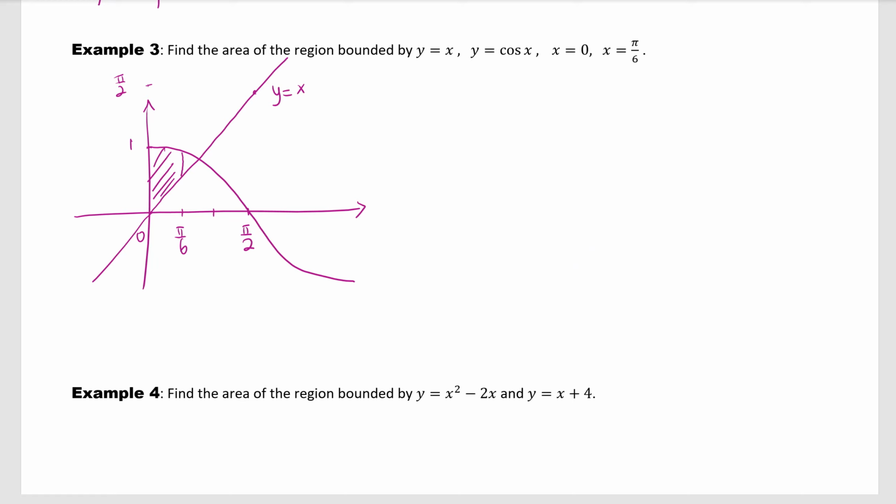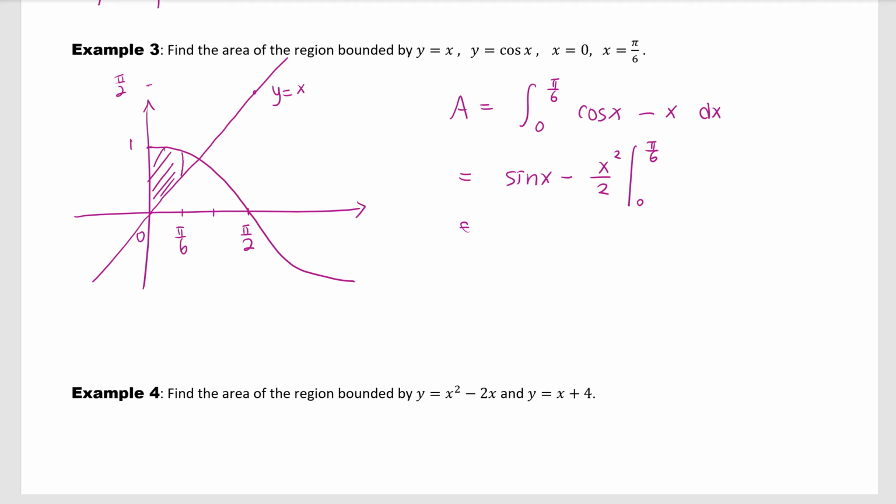Okay, so next, our area is the integral. My x goes from 0 to pi over 6, and then the upper function is cosine x. The lower function is x. So what is the integral of cosine? Well, we know it must be sine or minus sine, but we think about the derivative of sine is positive cosine. So the integral of cosine is positive sine. Integral of x, x squared over 2. Evaluate from 0 to pi over 6.